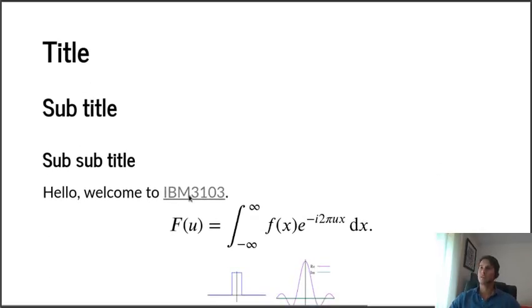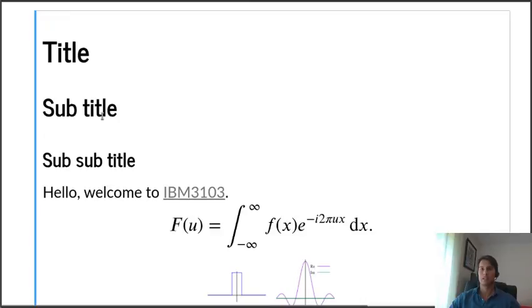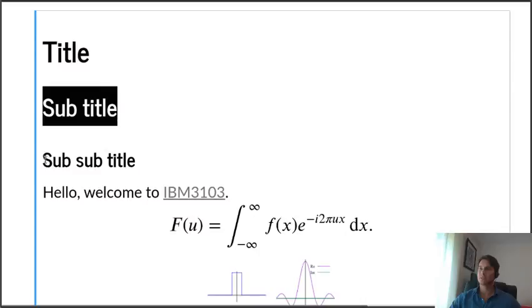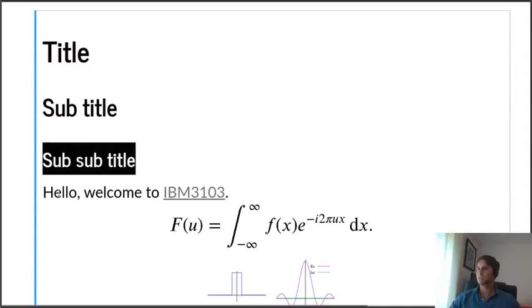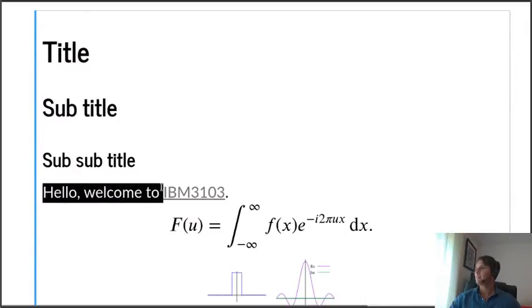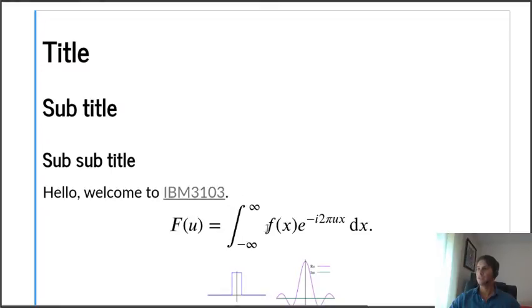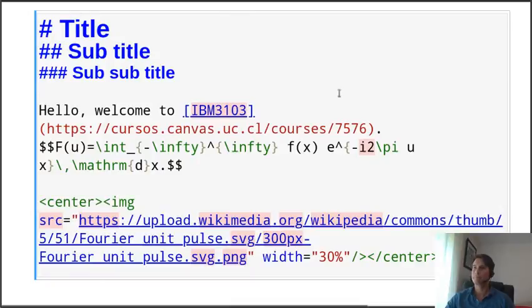For example, here you have a cell. I can click it. It has a title, a subtitle, well, more titles, and text. This text can include a link, a formula, or an image. And how do you do that? If I double click, you can see the code. This is known as the markdown syntax.